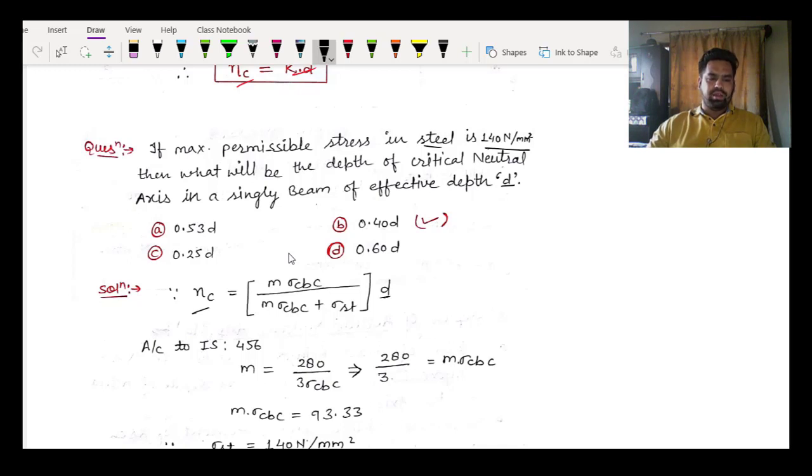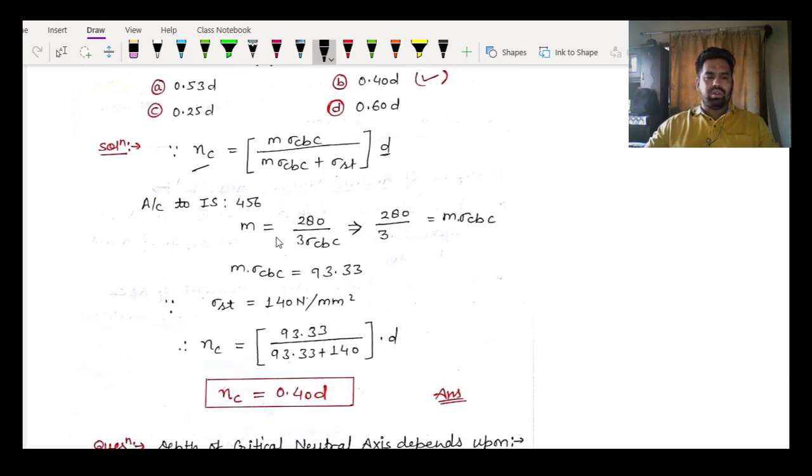The formula you all know: NC is M sigma CBC whole upon M sigma CBC plus sigma ST whole, multiplied by small d. According to the IS code, you know that the modular ratio M can be calculated using the formula 280 by 3 sigma CBC. Here sigma CBC is not known to you. So M sigma CBC becomes 280 by 3, which comes out to be 93.33. Sigma ST is given in the question, it is 140 Newton per mm square. So by putting this value you get NC equal to 0.40 d. So the correct option is B. This is a very short example, you can easily understand it by putting in the formula only.